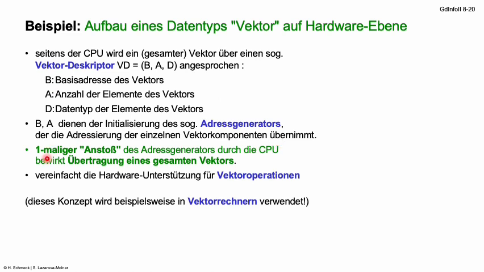And then a one-time trigger by the CPU of this address generator initiates the transfer of a whole vector, because we have the base address and the number of elements, so you can have the subsequent addresses where you store the different elements of the vector. In this way, the hardware support for vector operations can be simplified quite a lot. And this is a concept that is used in vector computers.